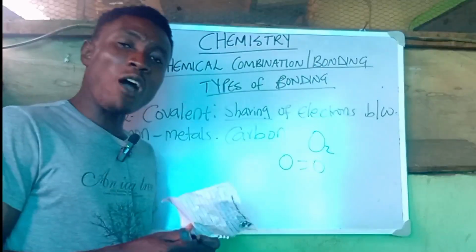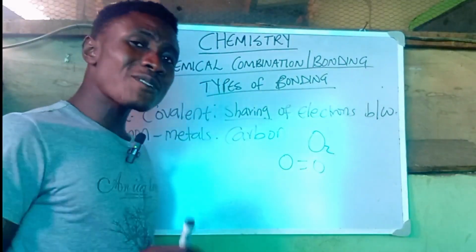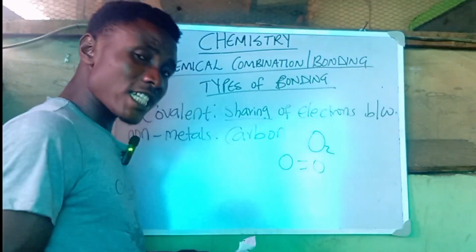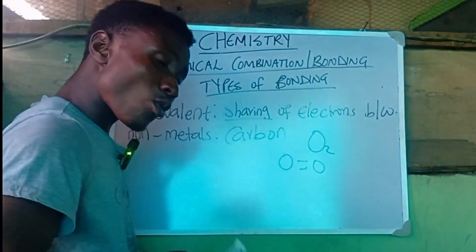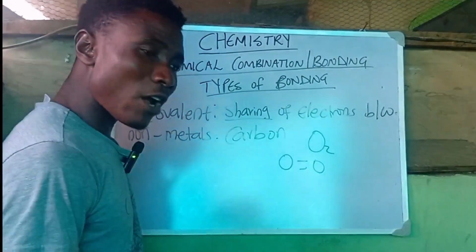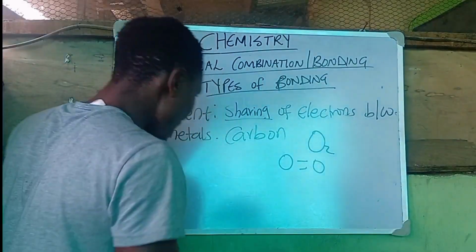Note that the major reason they are undergoing bonding is so that they can attain stability. Please don't get lost. Always know the purpose why they are undergoing this bonding. They are undergoing bonding because they want to be balanced. I want to be balanced. You too want to be balanced, right?